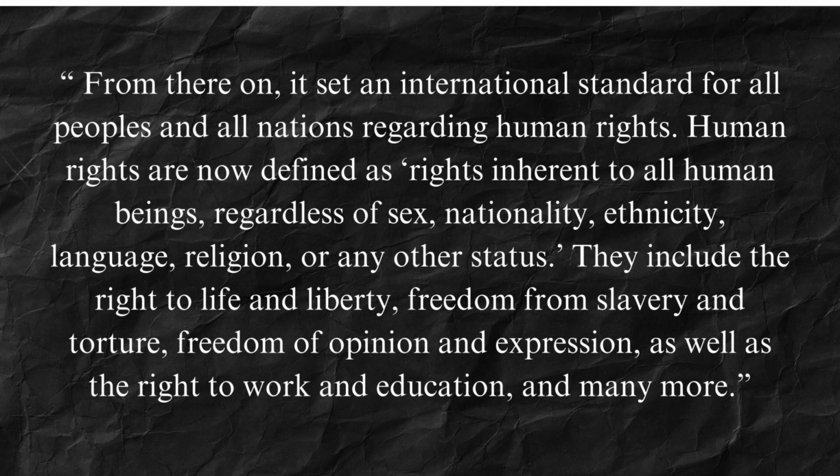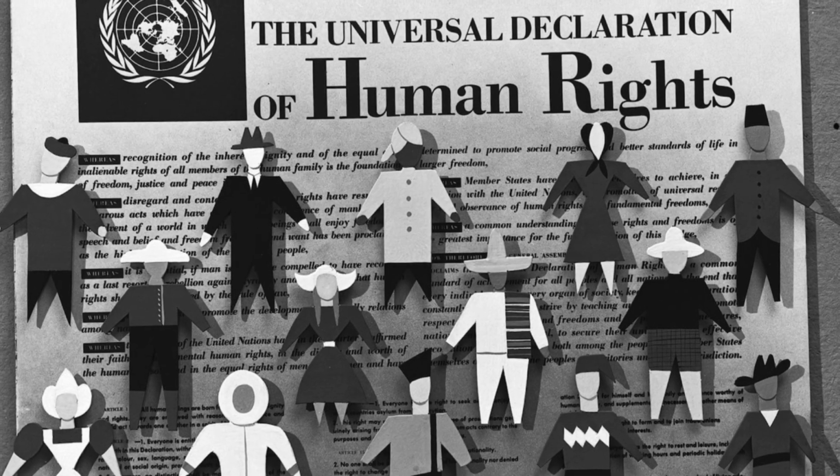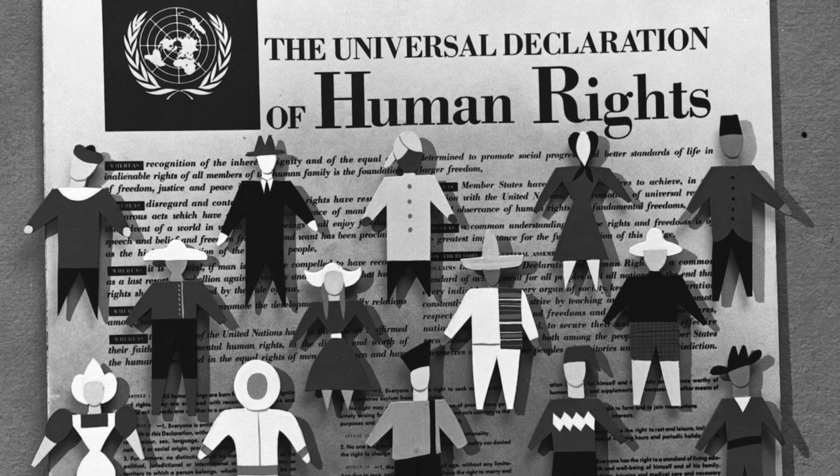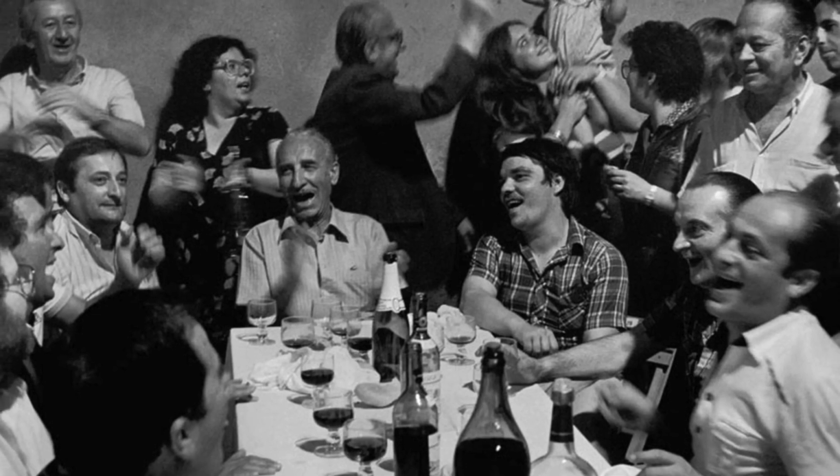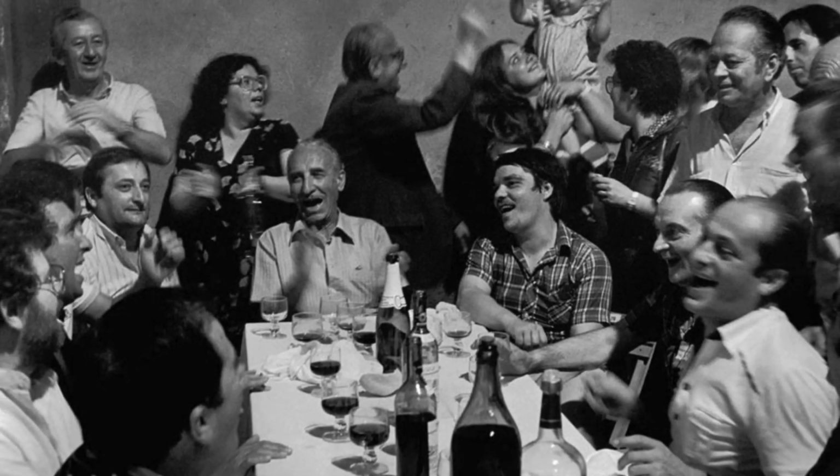Human rights are now defined as rights inherent to all human beings, regardless of sex, nationality, ethnicity, language, religion, or any other status. They include right to life and liberty, freedom from slavery and torture, freedom of opinion and expression, as well as the right to work and education, and many more." This quote shows how the Nuremberg trials established a standard for all human rights that is still held to this day internationally. This allows people with all sorts of differences to live a full life from the timeline of the Nuremberg trials to today.